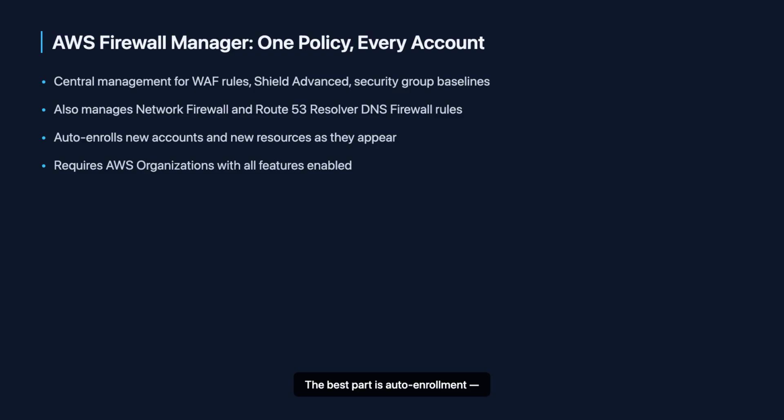The best part is auto-enrollment. When a new account joins the organization, or a new ALB gets created, the policies apply automatically. The prerequisite is straightforward. Amazon Web Services organizations must be enabled with all features.